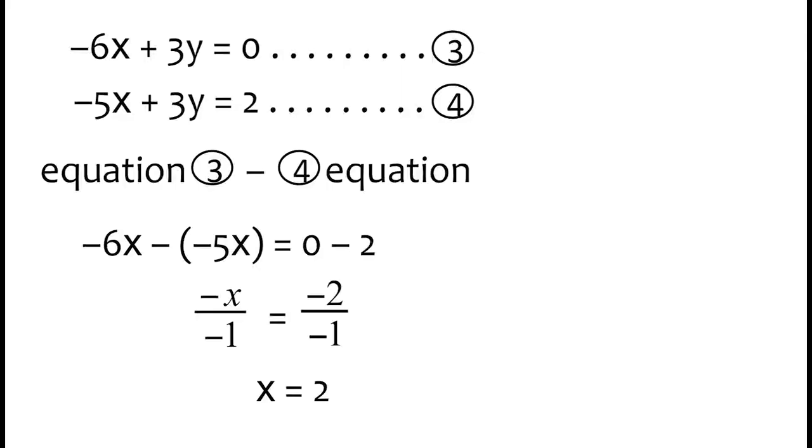So I now have minus x over minus 1 equals minus 2 also over minus 1. Minus 1 divided by minus 1 on the left, you'll be left with 1, and 1 times x gives us x. And minus 2 divided by minus 1 on the right gives us 2. And therefore our x is equal to 2.